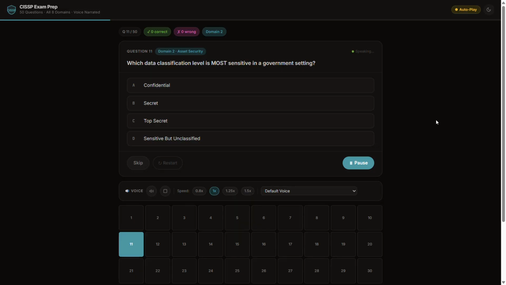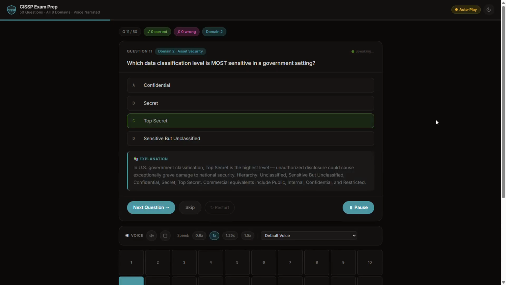Question 11. Which data classification level is most sensitive in a government setting? Options: A. Confidential. B. Secret. C. Top secret. D. Sensitive but unclassified.